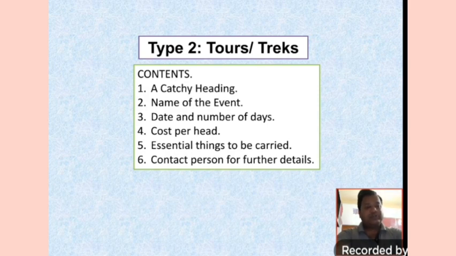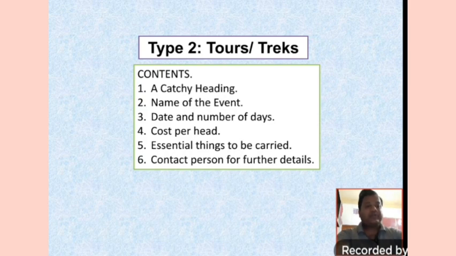So when your school is planning a tour or a trek to any place of historical importance or cultural importance, what should be the content of the notice? Again, your notice must contain a catchy heading. You must mention the name of the event, say, tour to a historical place, and you must mention when the tour will be conducted, the date when it is starting, and the number of days. A tour is not for one single day. How many days? 5 days, a week, or 2 weeks. So, how many days is the tour going to last?